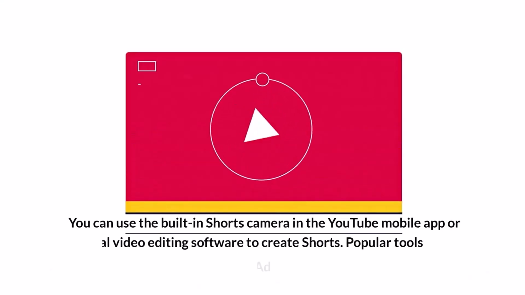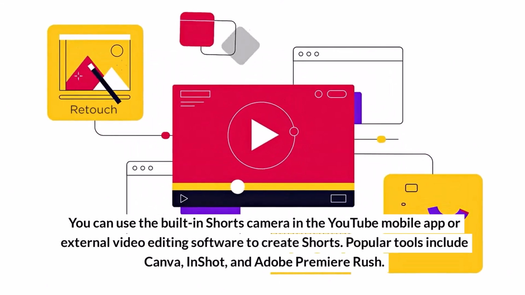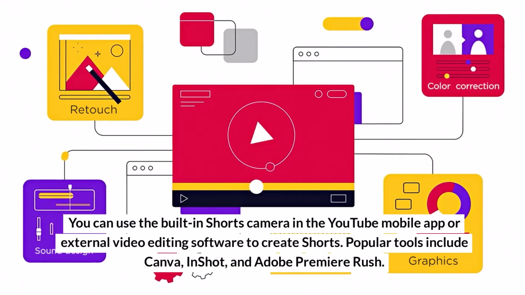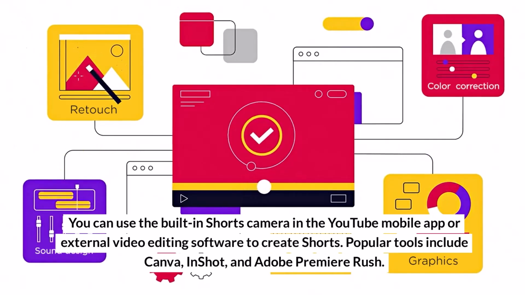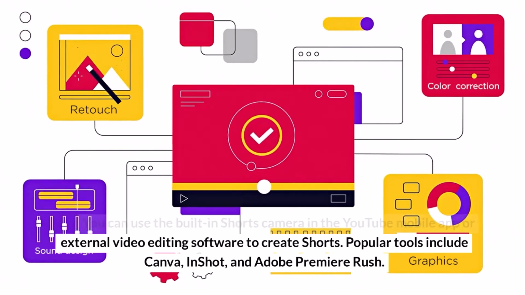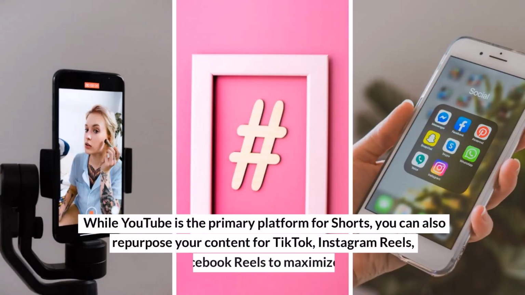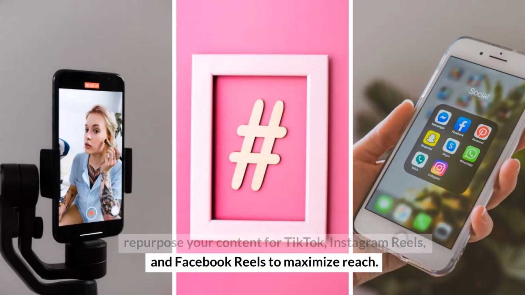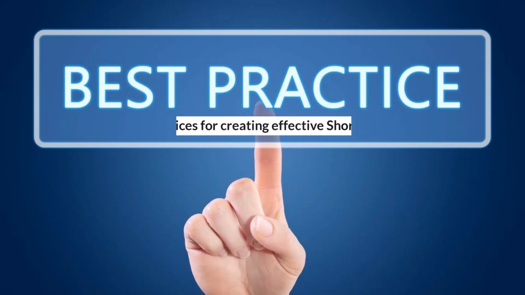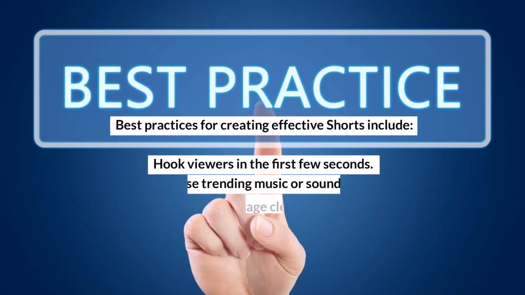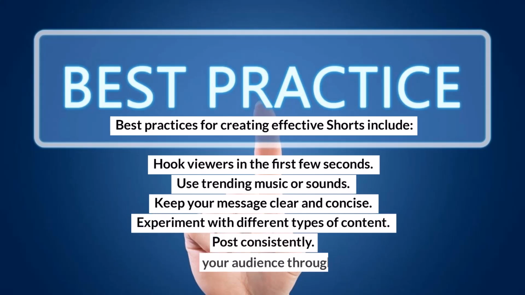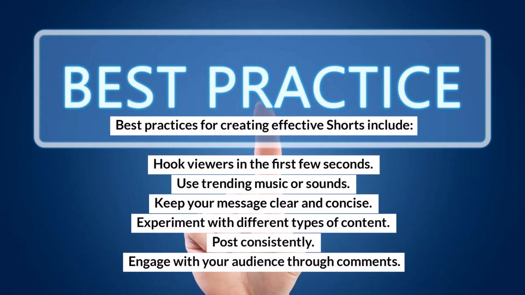You can use the built-in Shorts camera in the YouTube mobile app or external video editing software to create shorts. Popular tools include Canva, InShot, and Adobe Premiere Rush. While YouTube is the primary platform for shorts, you can also repurpose your content for TikTok, Instagram Reels, and Facebook Reels to maximize reach.